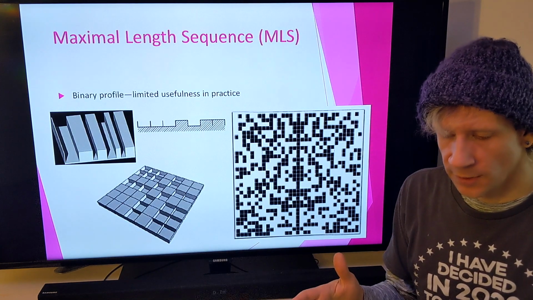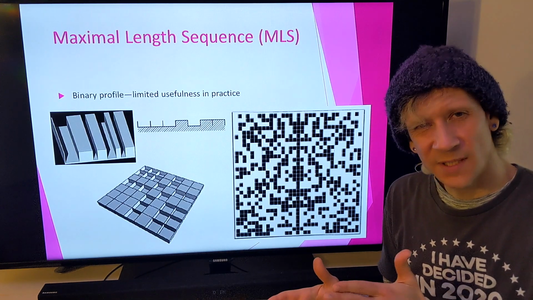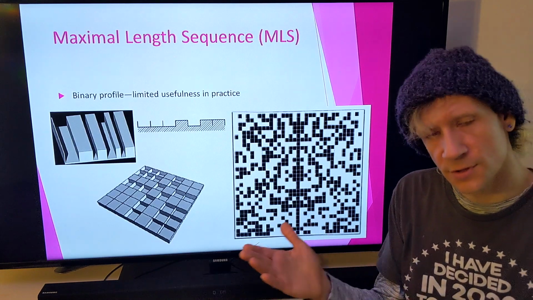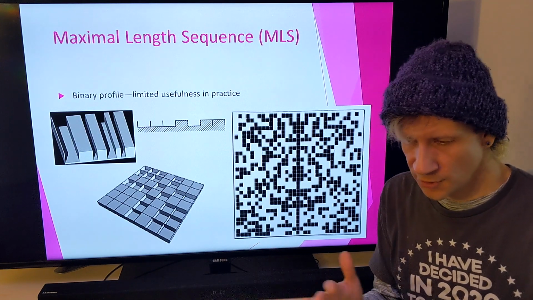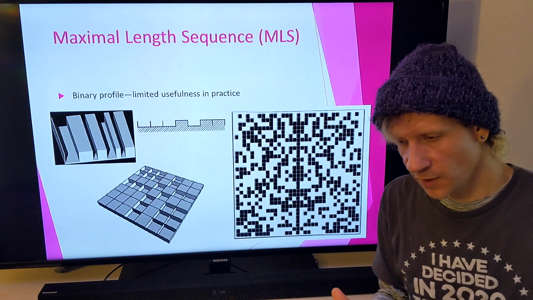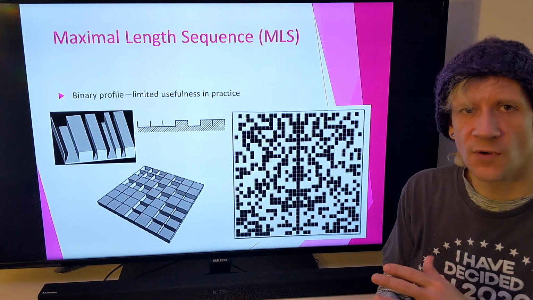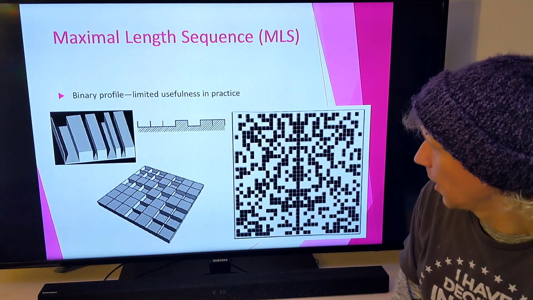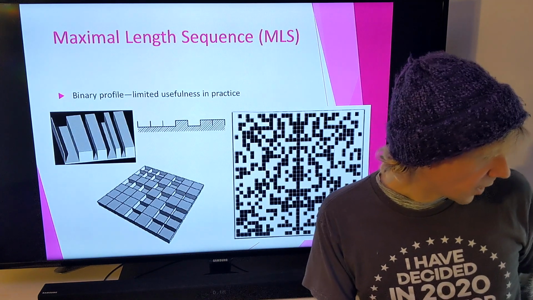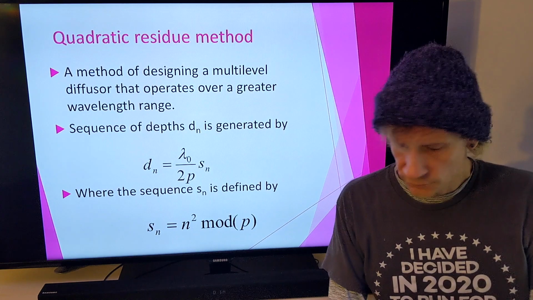You could design one that would be effective maybe from 500 hertz to 1K, or you could design one that might be effective from 1K to 2K or something like that, but it's not going to be effective over a broad frequency range like you can with a quadratic residue diffuser.